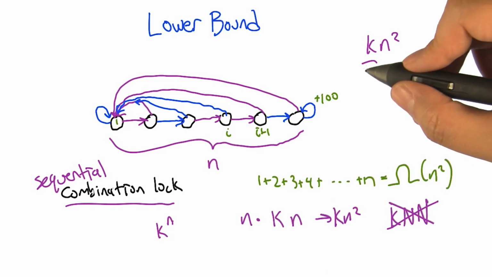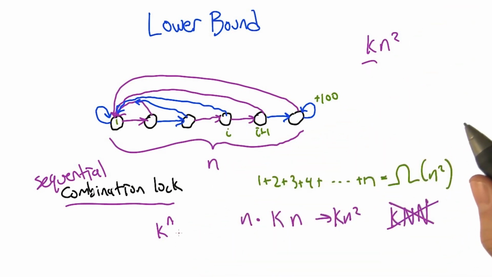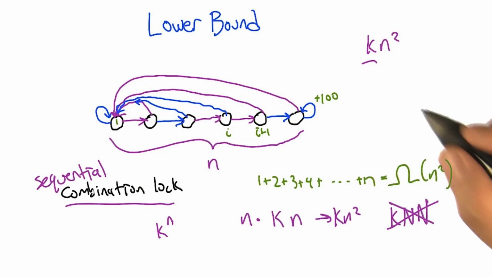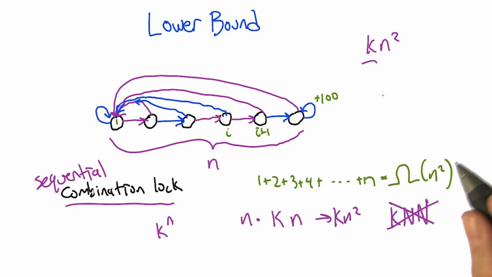Right. So n squared doesn't sound so bad if you're comparing it to k to the n. But anyway, the point is that we can't get around that. And so that's really what I wanted to do.